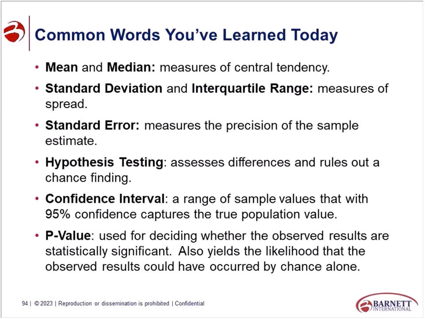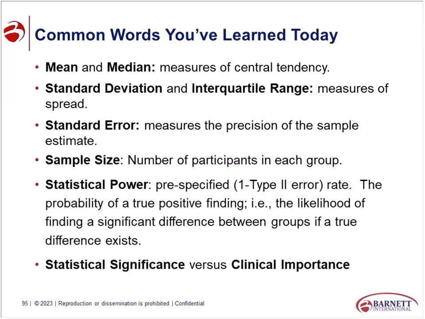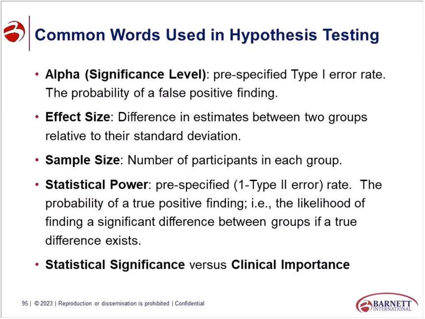And p-value, the likelihood of a chance result. Okay, again, try to get away from this idea that p-value is less than or greater than 0.05 and start thinking about p-values as the likelihood of a chance finding. Okay, alpha, significance level, 5%. Effect size, difference in estimates between two groups relative to their standard deviation. Sample size, statistical power, we talked a little bit about the type 1 error rates.